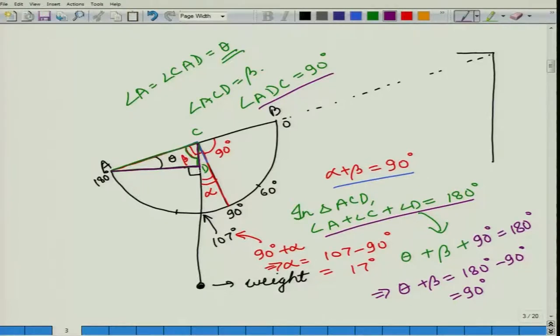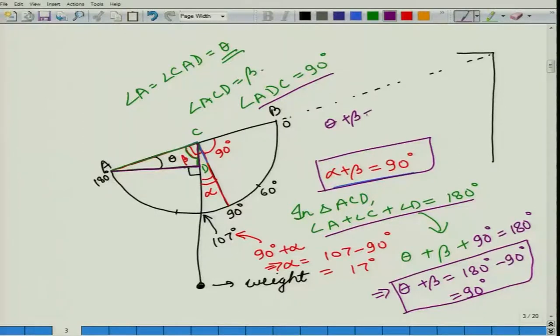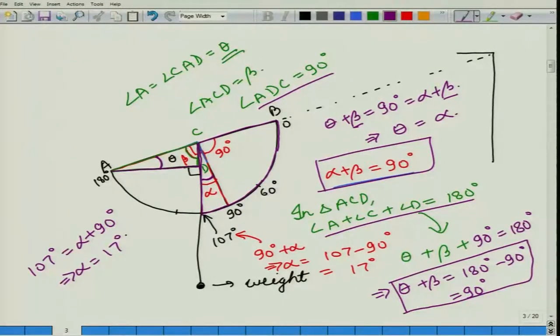Now we have already derived that alpha plus beta is equal to 90 degrees. So from here we are getting that theta plus beta is equal to 90 degrees, which is equal to alpha plus beta. So now subtracting beta from both the sides, we would get that theta is equal to alpha. So now this angle that we are trying to measure is equal to this angle. Now what we have measured using our protractor is this complete angle, which is 107 degrees. Now 107 degrees is equal to alpha plus 90 degrees, so alpha is equal to 17 degrees and so theta is also equal to 17 degrees.